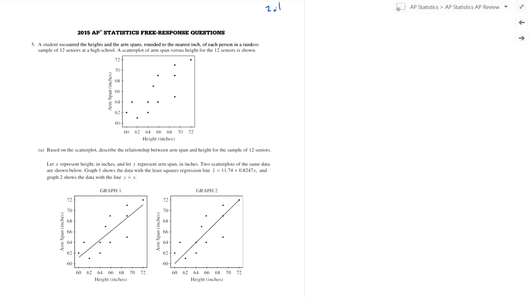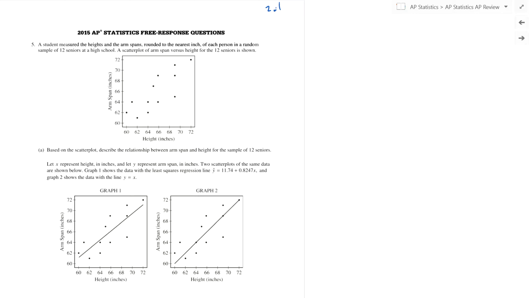Students measured heights and arm spans, rounded to the nearest inch, of each person in a random sample of 12 seniors at a high school. A scatter plot of arm span versus height in the 12 seniors is shown. Based on the scatter plot, describe the relationship between arm span and height for the sample of 12 seniors.